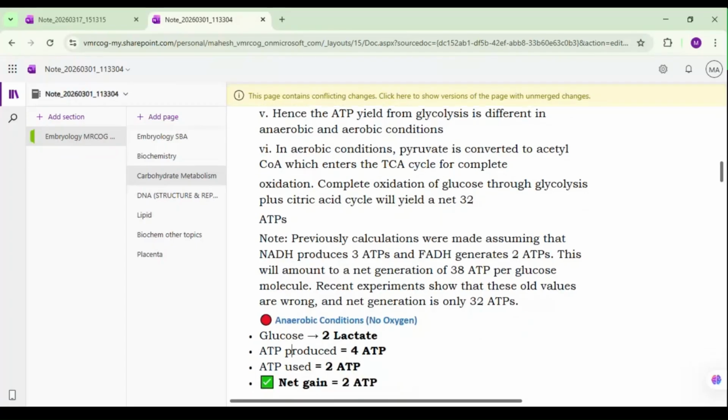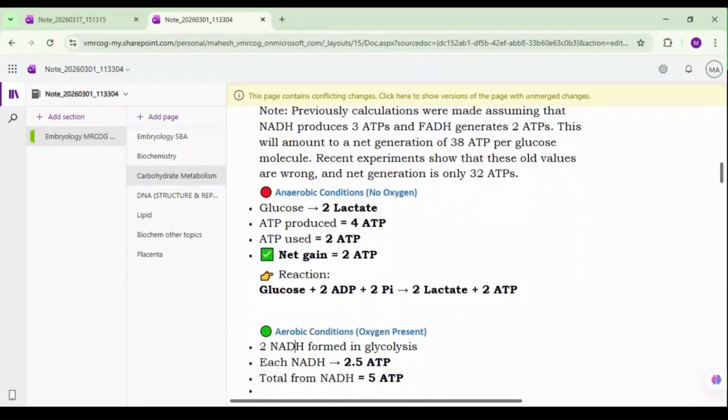So let us see this calculation. Glucose is giving 2 lactate. The ATP produced are 4. The net ATP used are 2 ATPs. So the net gain is 2 ATP under anaerobic condition, when the oxygen is not there. So the reaction becomes glucose plus 2 ADP plus 2 Pi will give 2 lactate plus 2 ATP. This is under anaerobic condition.